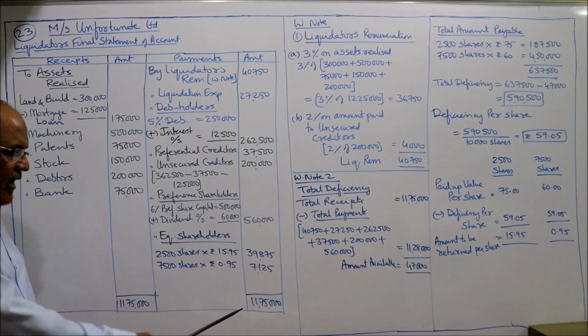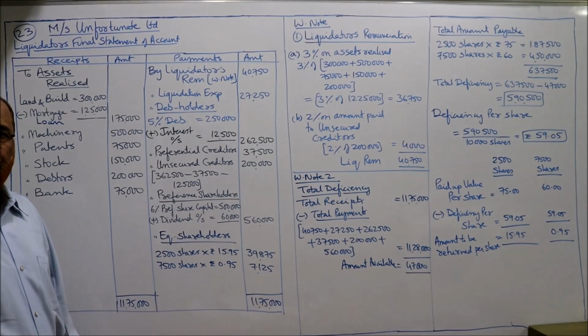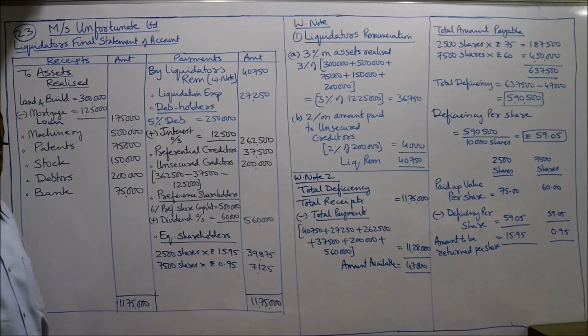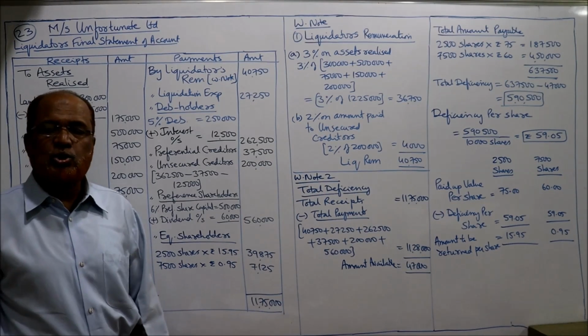So in this way, the account liquidated as final statement of account is closed by paying to all the parties. That's all. So this is the completion of problem number 23.